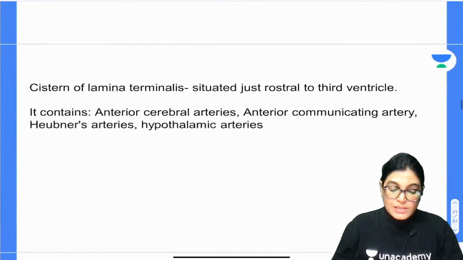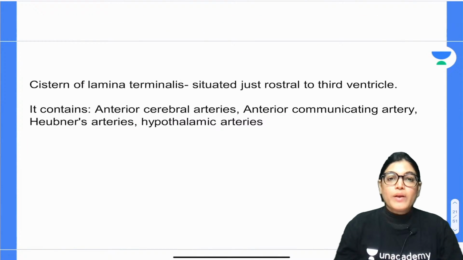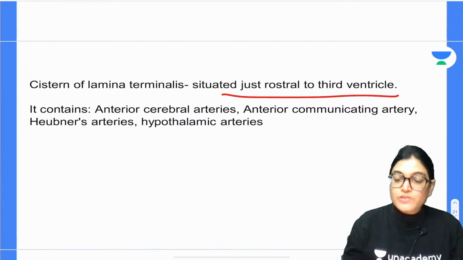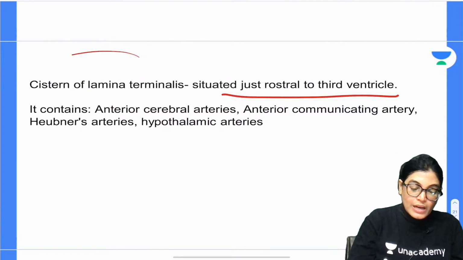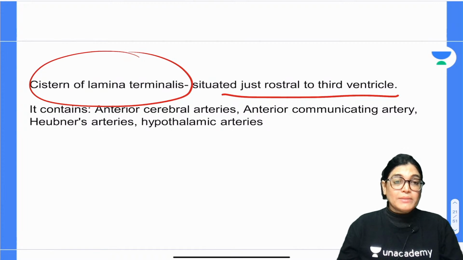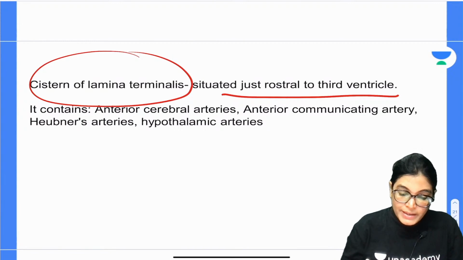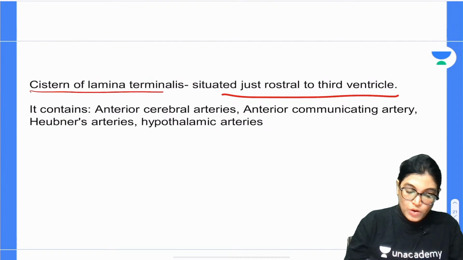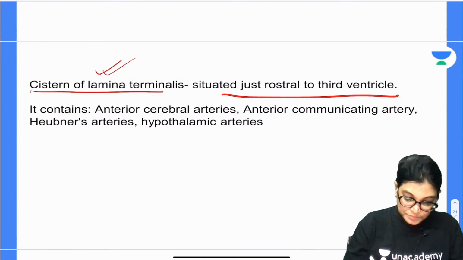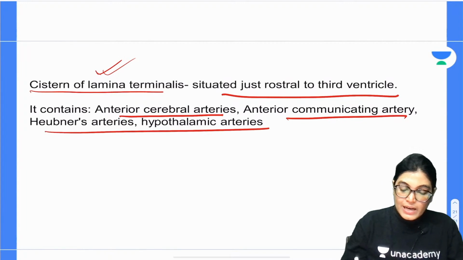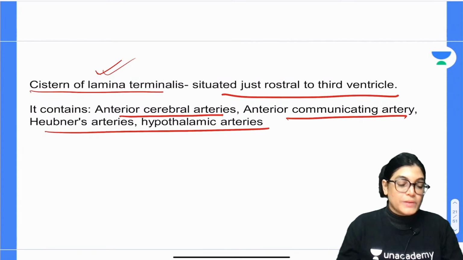Let us talk about the cisterna of lamina terminalis. We know that lamina terminalis is related with the third ventricle. So, it is situated just rostral or anterior to the third ventricle. The location of this cistern is called the cisterna of lamina terminalis. The next important point is what it contains. It contains the anterior cerebral artery, anterior communicating artery, and hypothalamic arteries or Heubner arteries.